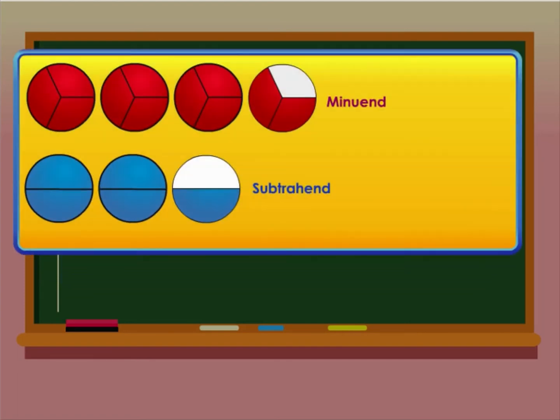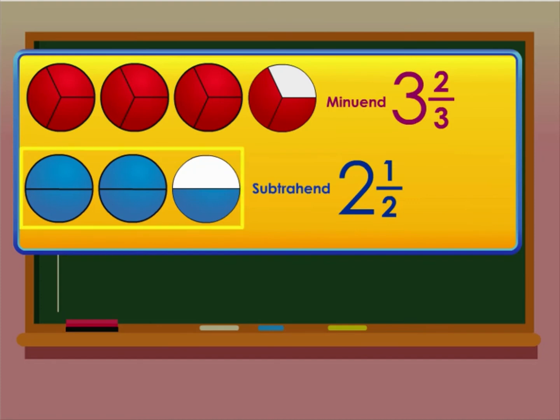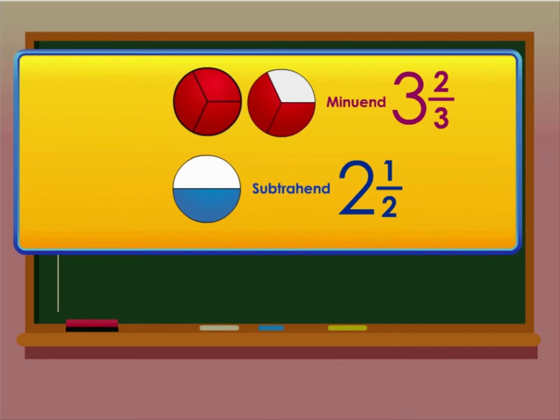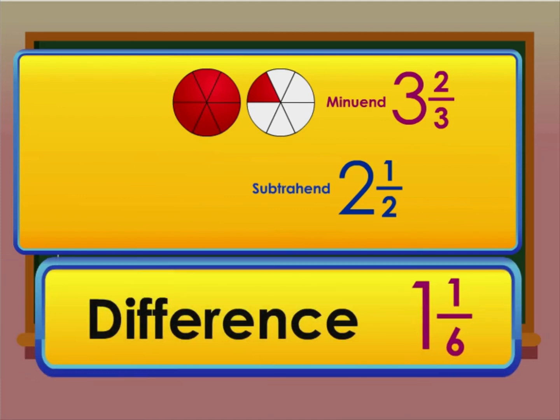Let's subtract mixed fractions with circles. You see from the picture that the minuend is 3 and 2/3 and the subtrahend is 2 and 1/2. The difference is what's left after removing the amount of blue circles in the second row from the amount of red circles in the first row. To see the difference, remove 2 whole blue circles and you're left with 1 and 2/3 red circles. Removing the half circle from the 1 and 2/3 circles in the minuend will leave a difference of 1 and 1/6.